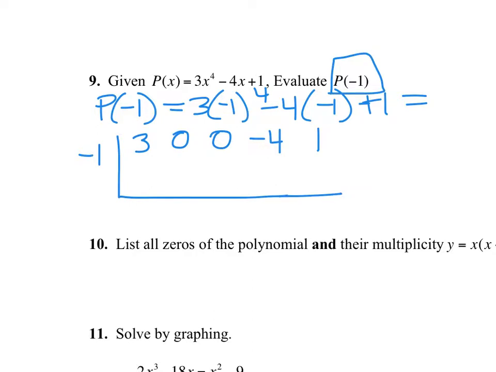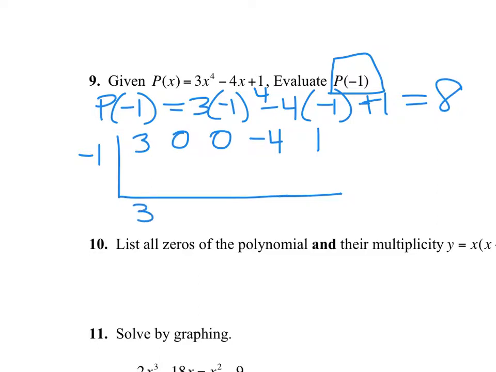Now our answer is not going to be the whole polynomial. Our answer is just the remainder on this problem. I'm evaluating p of negative 1. If I did that on my calculator, I would get 8. It's a number. It's not a polynomial. If I'm evaluating a polynomial and plugging a number into it, I get a number.